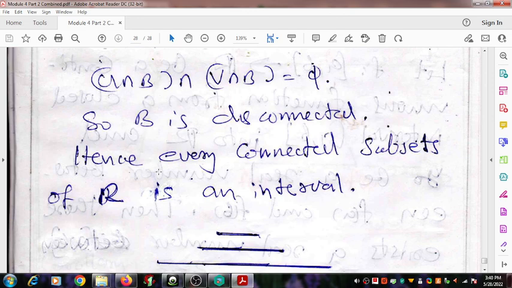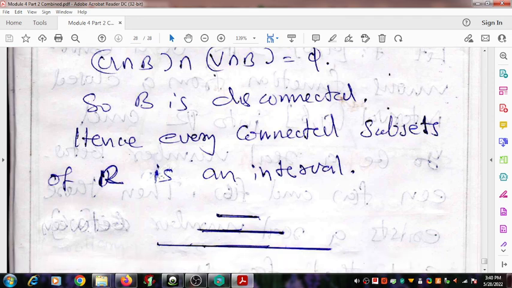So every connected subset of the real line must be an interval, and hence we can conclude the proof. Okay, thank you.